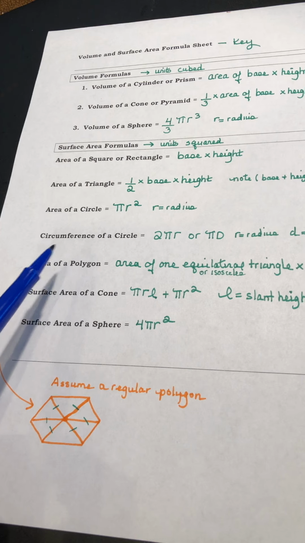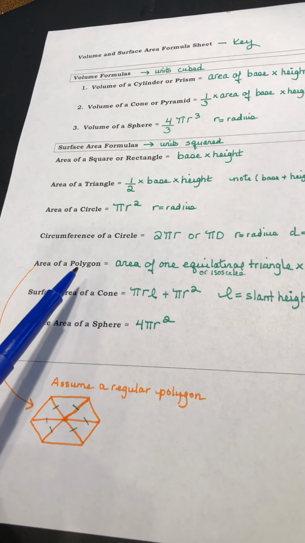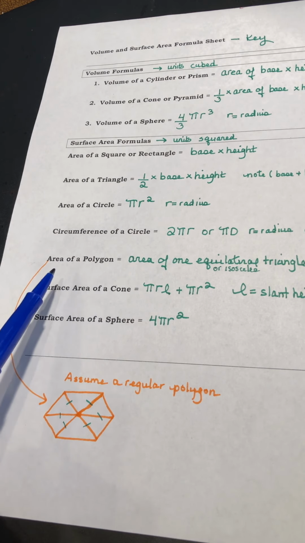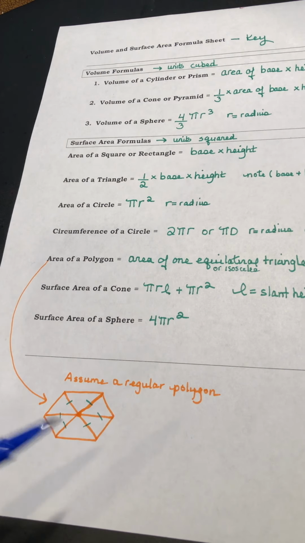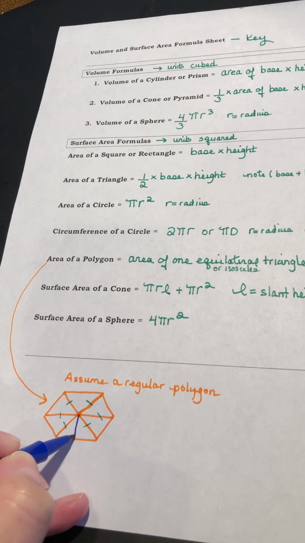Now, the area of a polygon. This is going to be just some common sense. If you see a polygon, and we're only going to be dealing with regular polygons, like this regular hexagon down here, you'll always be given the height or have a way to calculate it.